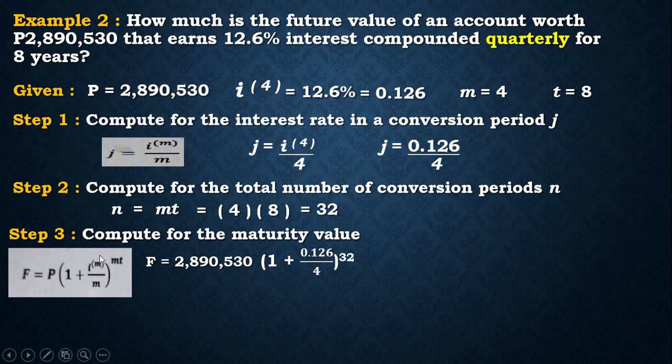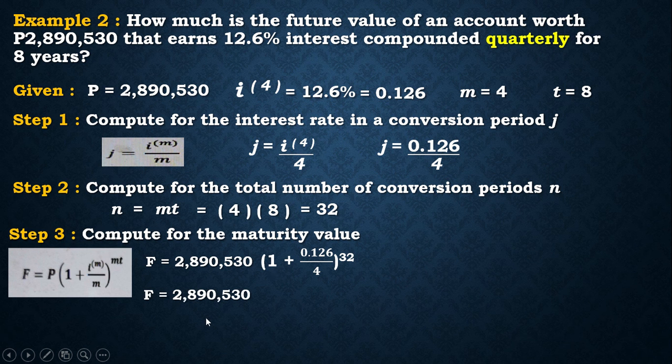So, pinalitan natin tong part na to. Ito po siya, yung J. Again, ito pong part na to, yung J. So, ito po siya, 0.126 divided by 4. And then, yung ating empty, which is 32. Ang next step po, i-divide po muna natin tong part na to. 0.126 divided by 4. Huwag po munang gagalawin ito at ito. Ito po talagang constant at hindi ginagalaw.